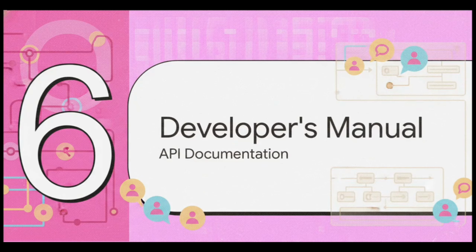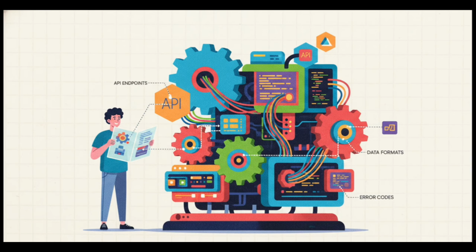And finally, part 6, the developer's essential manual. Now, what's really interesting about this slide is how it ties everything together. We've looked at how APIs work, how they're structured, and how we keep them safe, but there's one last piece that actually makes them usable for other humans. Imagine buying a super complex piece of heavy machinery, but it doesn't come with an instruction manual. It would be completely useless to you. Well, the exact same logic applies to software. API documentation is that essential instruction manual.